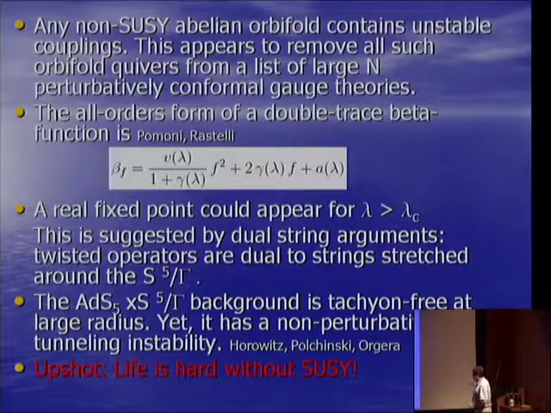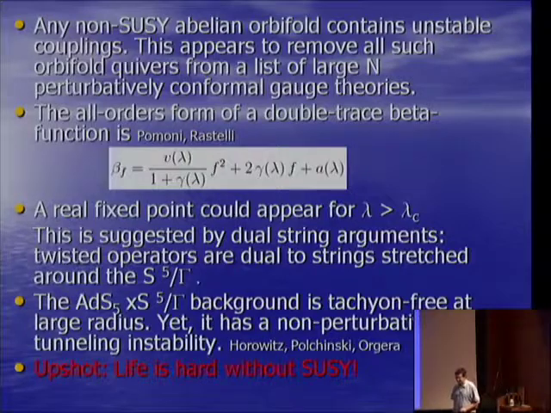And then finally, in the region of strong coupling, some other type of instability was found by Horowitz, Orgera, and Polchinski, which is a kind of non-perturbative tunneling instability, which is only possible to see on the gravity side. So essentially, one thing we know is that if these series are conformal, they might only be conformal at some intermediate coupling. There is definitely no fixed line passing through the origin. That's basically what our one-loop study said. And the upshot is life is hard without supersymmetry.